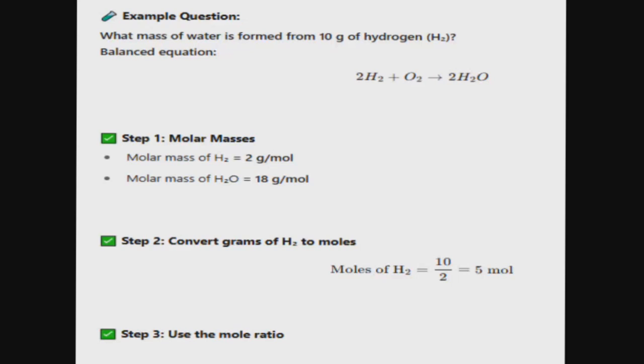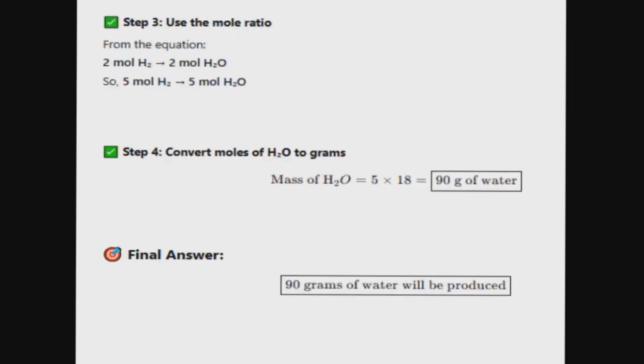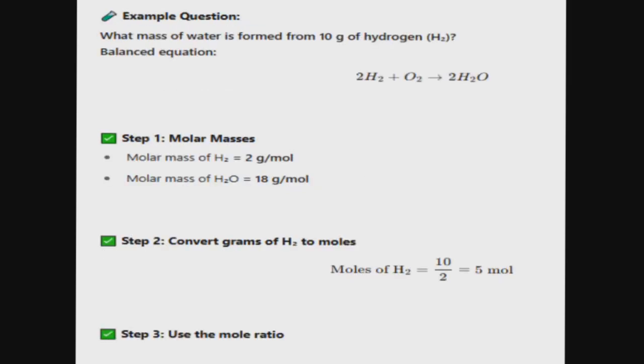Then step 3 is that you use the mole ratio. From the equation you balanced, 2 moles, 1 mole, 2 moles, 2 moles of hydrogen gives us 2 moles of water. So 5 moles of hydrogen will give us 5 moles of water. Step 4 is to convert moles of water to grams.